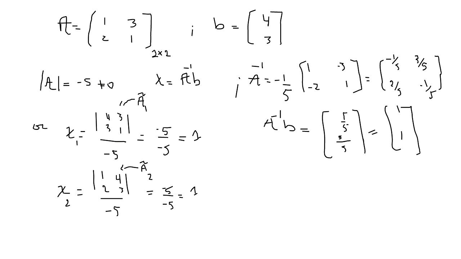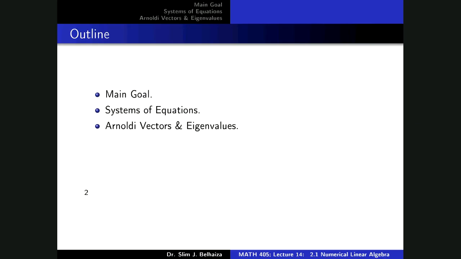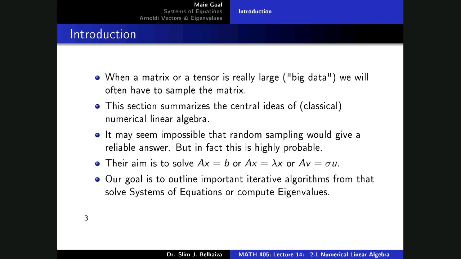So I was sharing with you the first slide of our lecture for today. And as I said, today we talk mainly about these kinds of issues. So what is the idea? When the matrix or a tensor is really large in the data, we'll often have to sample the matrix. What do I mean by sampling the matrix? I mean taking chunks of it, separating it.